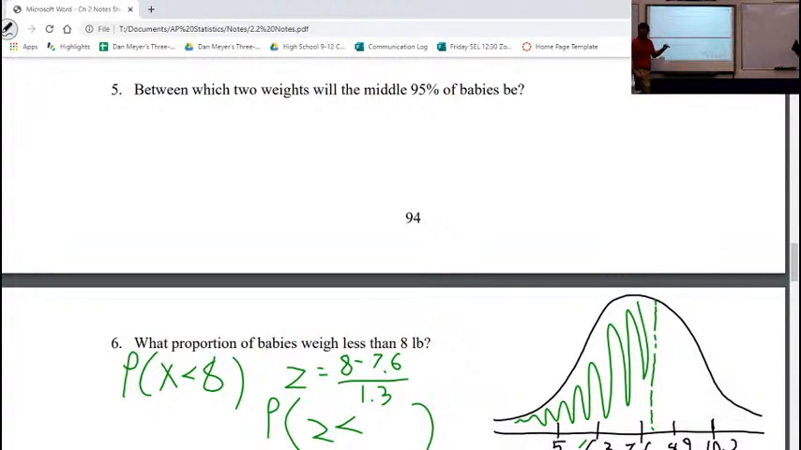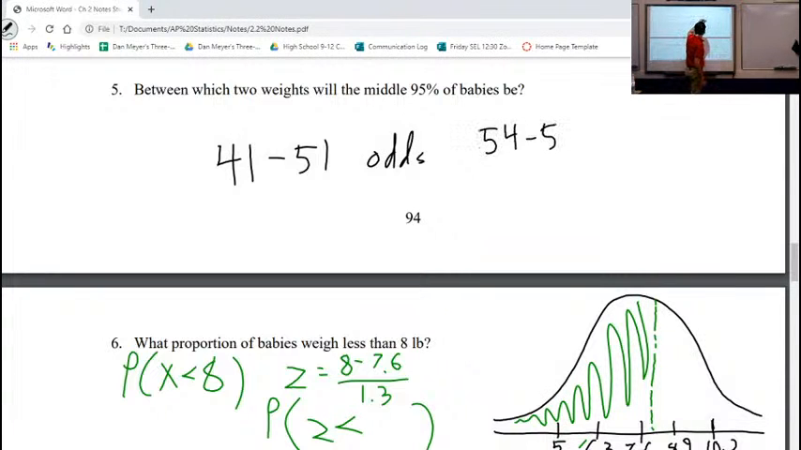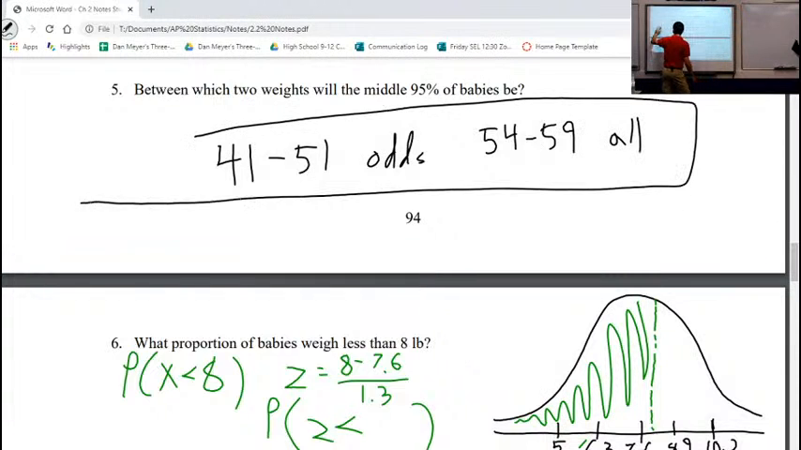Homework. I'll get the page number in just a minute. But it's going to be 41 through 51 odds, 54 through 59 all. On page, let me find it while we get the desk sprayed down here.